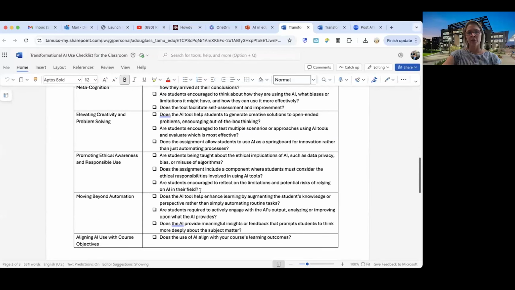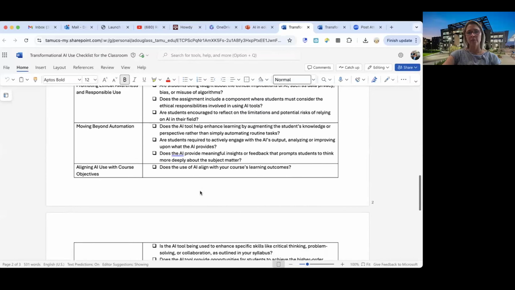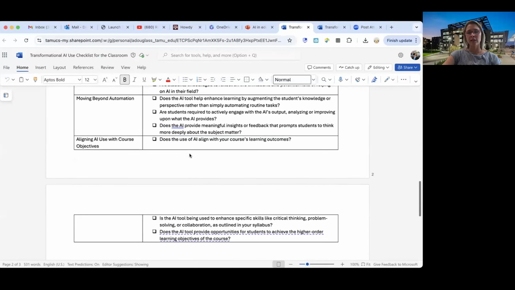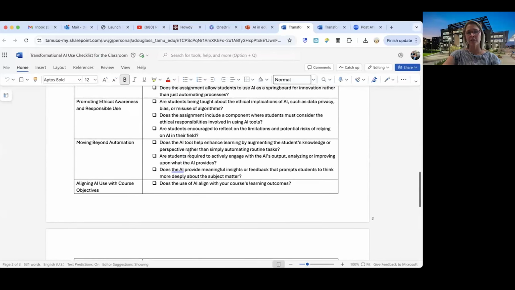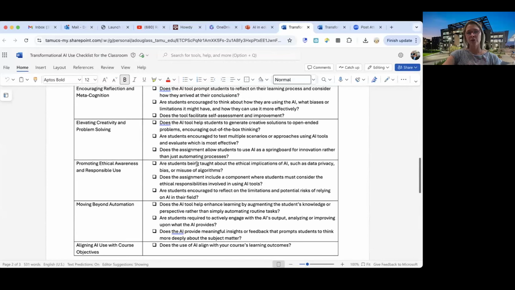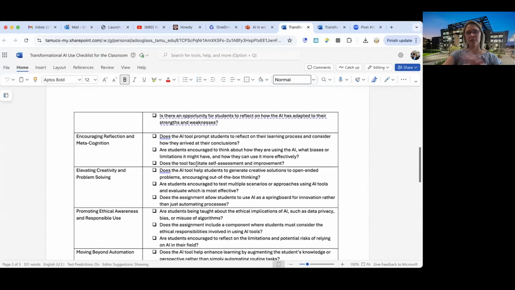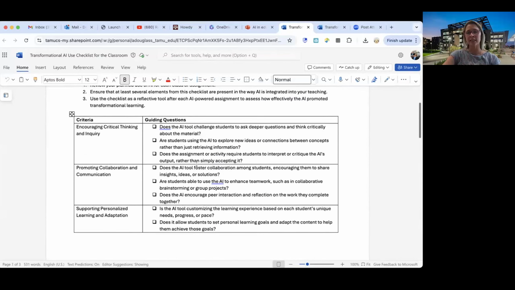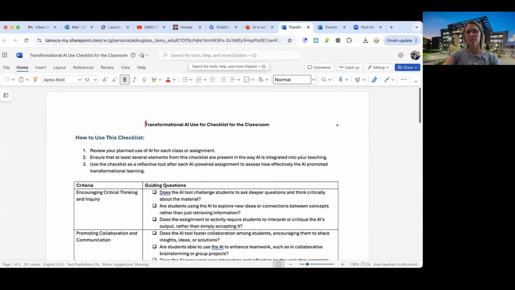And I even have a little bit down here on how you are aligning it with your course objectives, and how you move beyond just automating the tasks, the ethical awareness, all of those things. So just keep this checklist handy. It might come in handy for you later down the road as you're planning your lessons in AI.